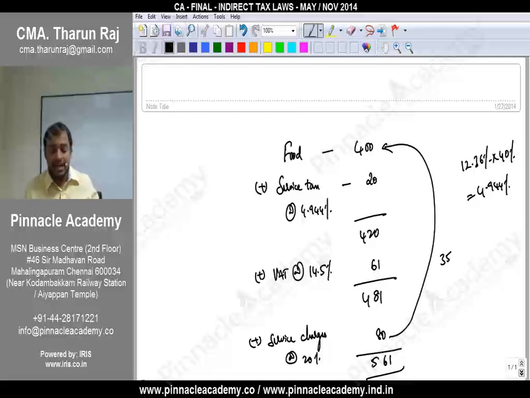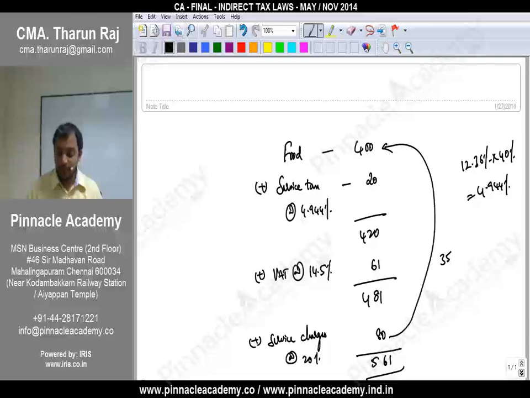And then on the service charges, sir, will the department keep quiet? They are collecting service charges of 20%. It is not service tax. This is just to manipulate people. In the name of service tax, they will collect, but actually it is not service tax. It is mere service charges.